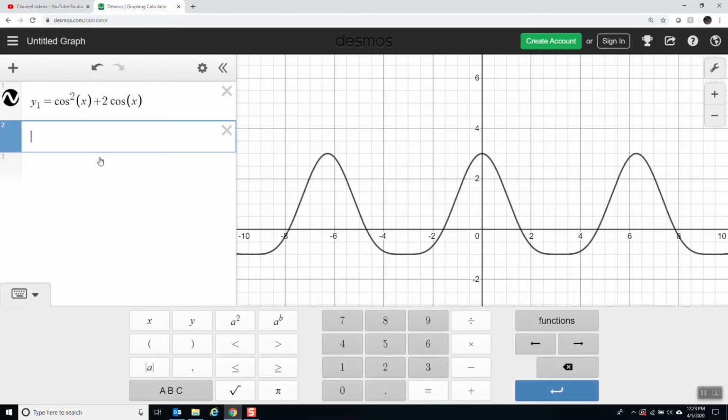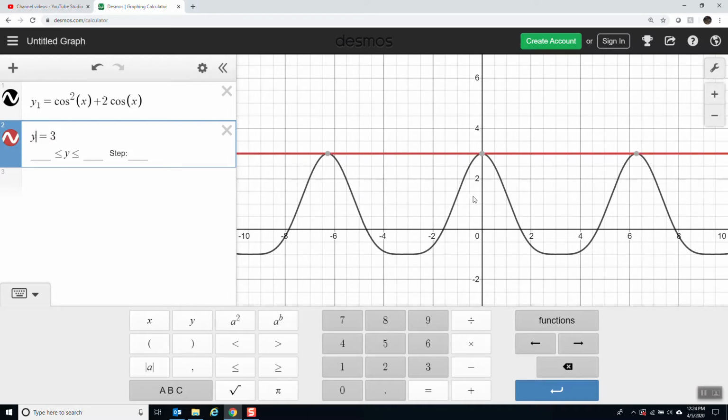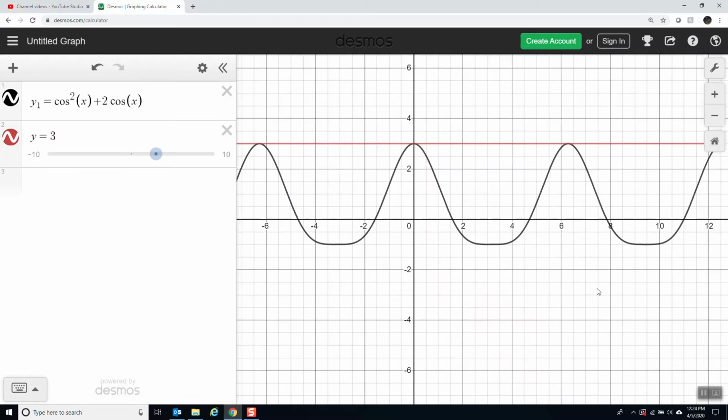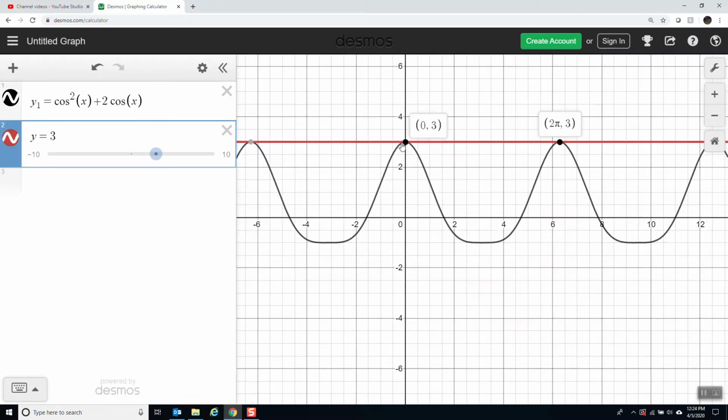What a wonderful graph. And then y subscript 2. You could use function notation. You could just use y. It doesn't particularly matter. Equals 3. And we have to use y equals 3 for this particular one. And here's all of our solutions. Note, they go on forever and ever and ever. What? I'm wrong?